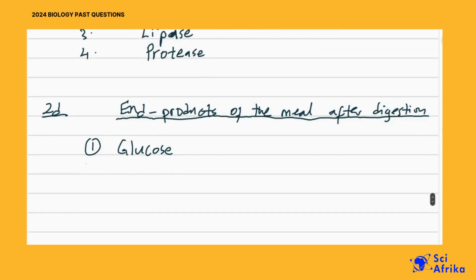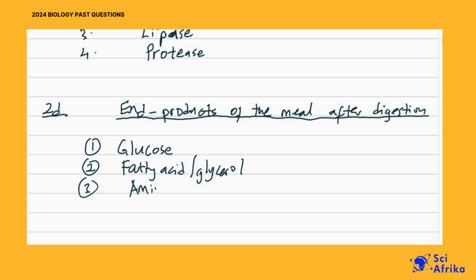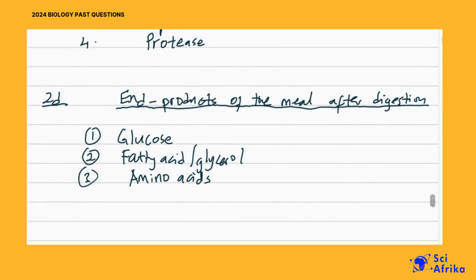Glucose, and we have the groundnut soup will contain fatty acid. The fatty acid on glycerol, and of course, we would expect that the food will also contain some protein, and if not, the fat and oil, the oil also contains some level of amino acids from proteins. So we have glucose, fatty acid, or glycerol, and we have the amino acids as the end product of the meal digestion. So the next one we need to answer is question 2E.